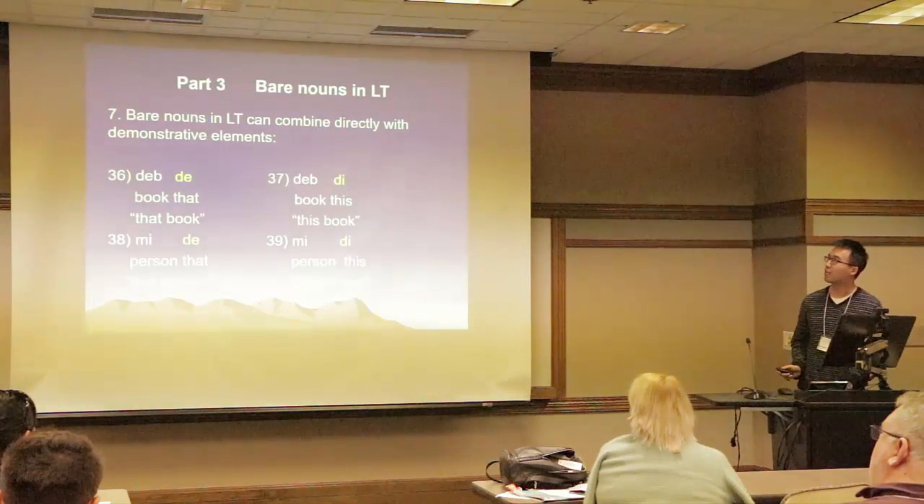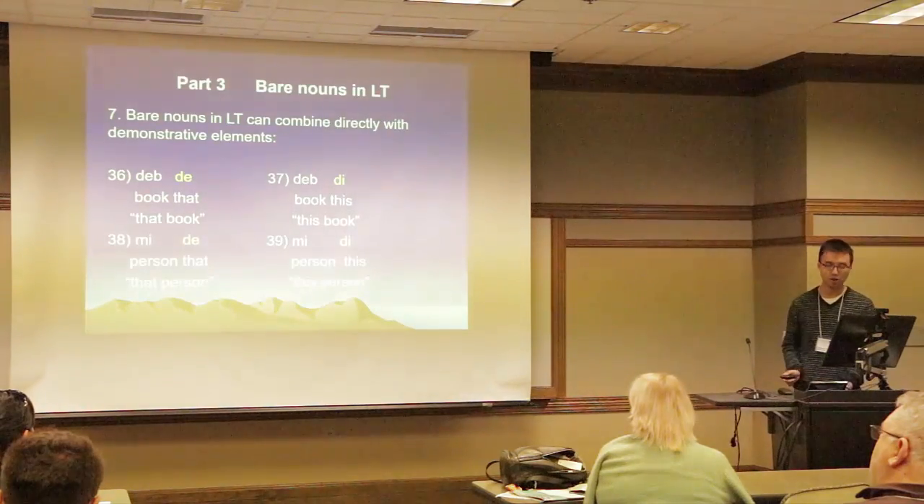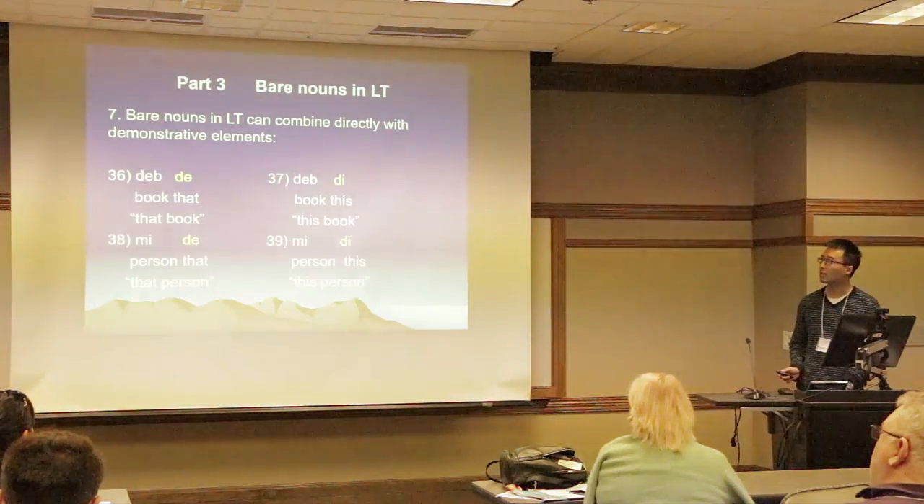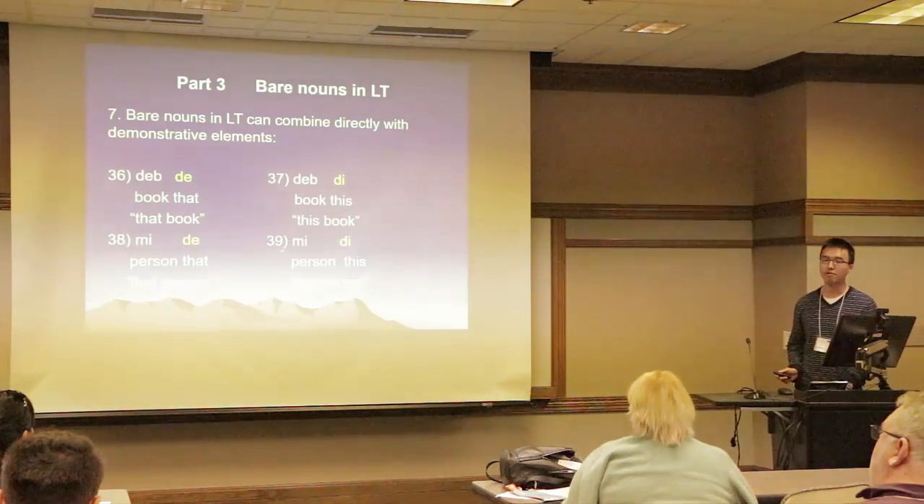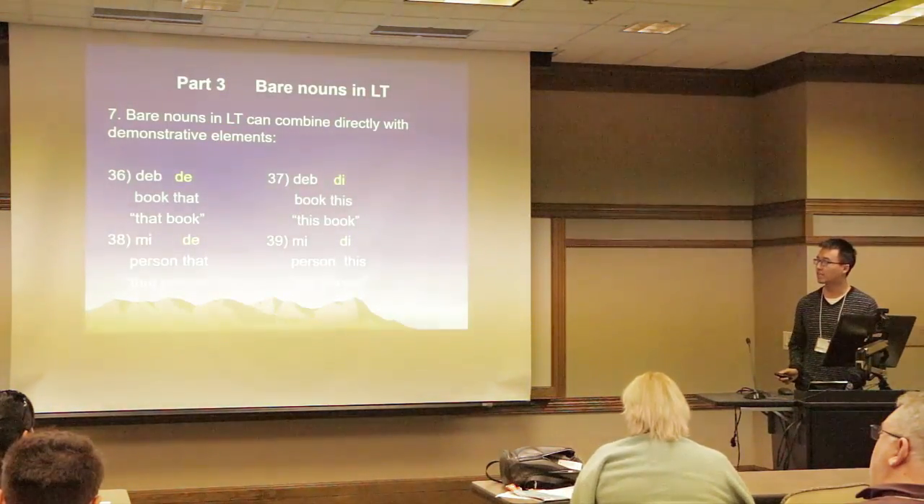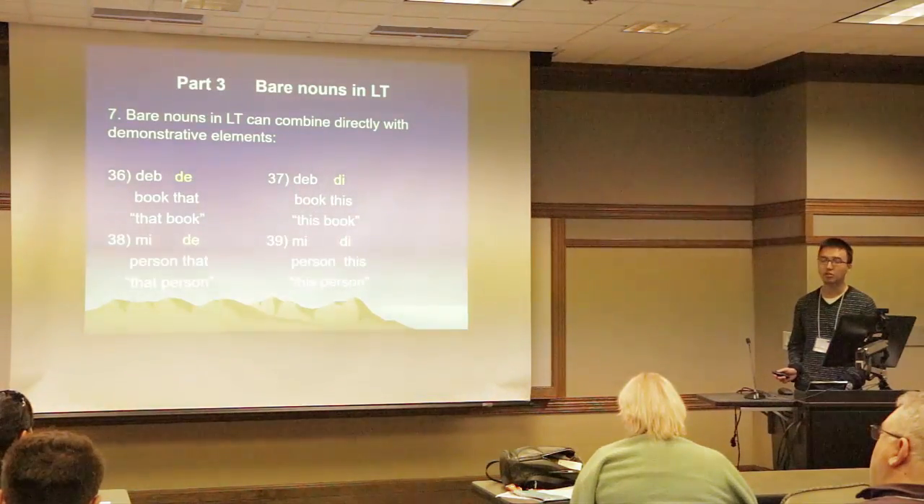The seventh property is that bare nouns in Lhasa Tibetan can combine directly with demonstrative elements. So if we want to say that book is tepte, this book tepti, and we can also have animate things like person. So that person mite and this person miti.